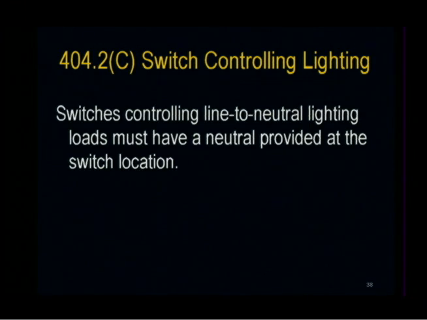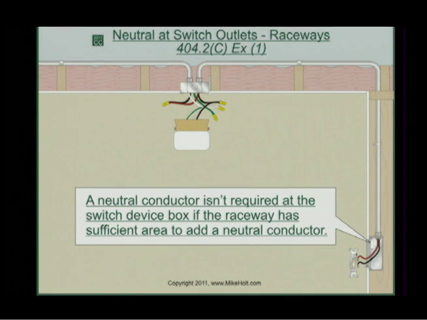Okay, taking a look at 404.2(C), switch control lighting. Switches controlling line and neutral lighting loads must have a neutral provided at the switch location. This was a change in the 2011 code. Now, there's an exception to that rule.